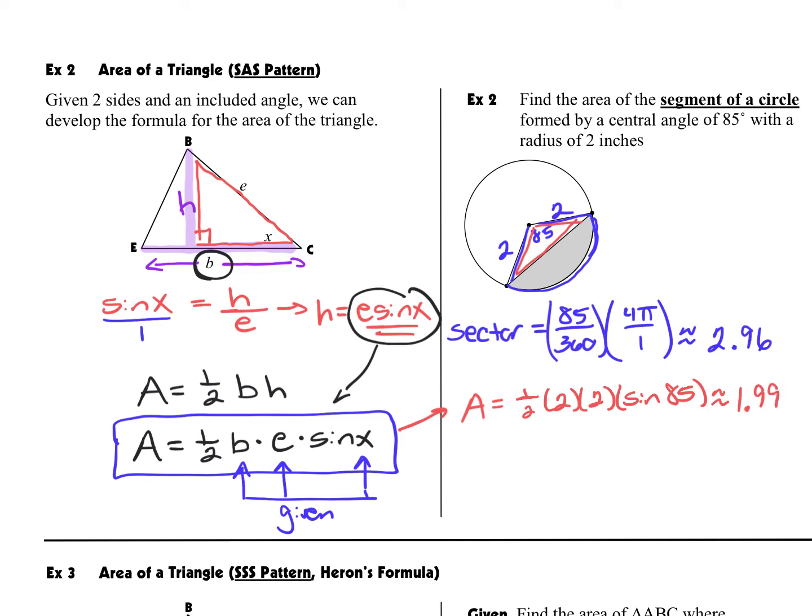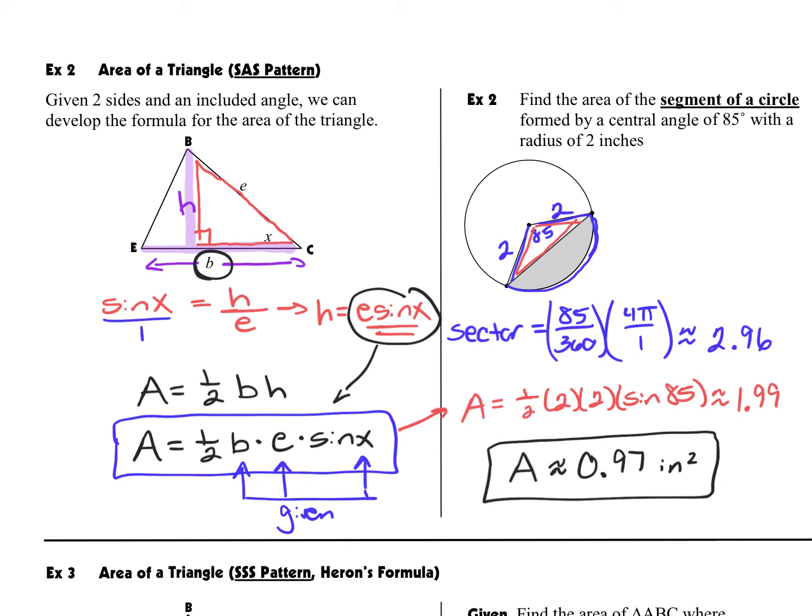Now, if I take the difference between these two values, I get the area for my segment to be approximately, now these are not exact, 0.97 inches squared. Be careful that you are labeling when you get to your AP exams. They will take off if you are not labeling your answers. So be careful on your labeling.